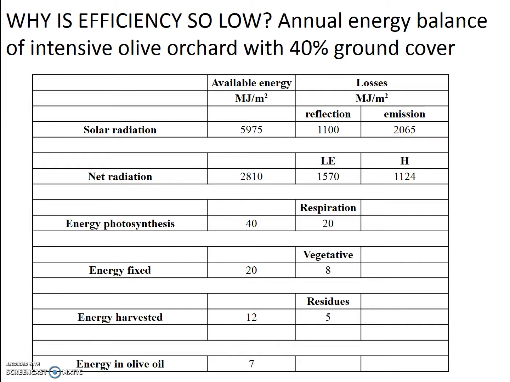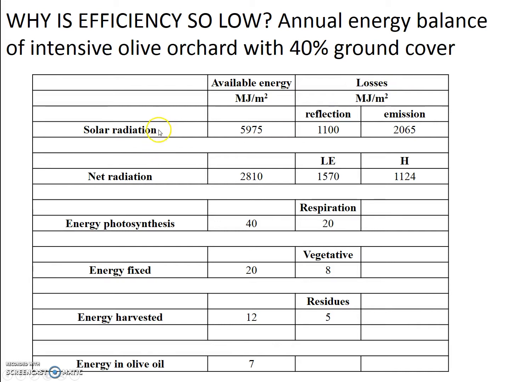We have to ask ourselves why apparently agriculture shows such a low energetic efficiency. In this table, we show the different components of the energy balance of a field with an intensive olive orchard that covers around 40% of the ground. Here we show the available energy at different levels and how this available energy is spent, what we call losses.